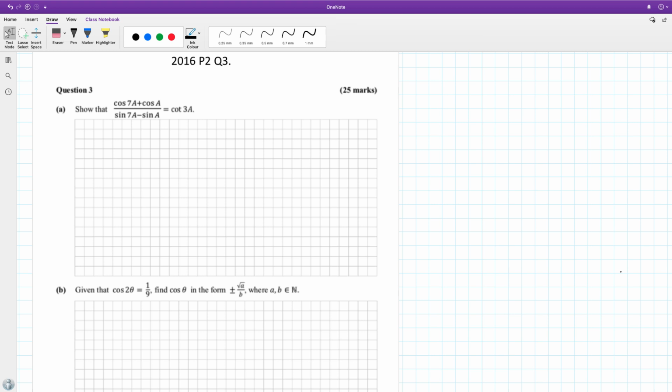Cos of A plus cos of B over that. Sine of A minus the sine of B. And these are on page 15.